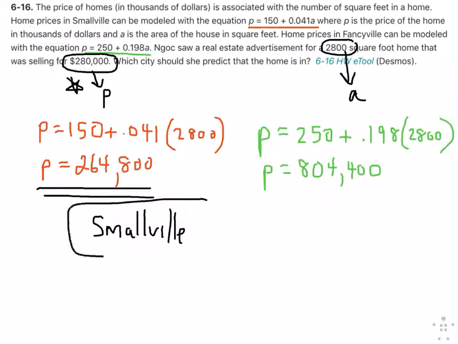And the reason why it is not exact is because these equations are trend lines through real data, so they're predictions.